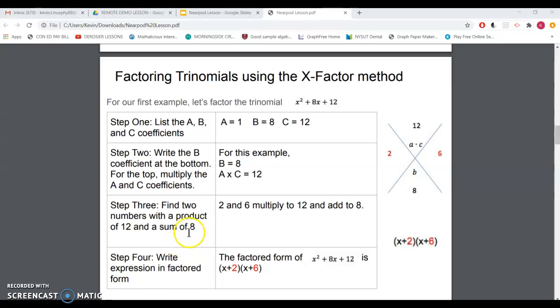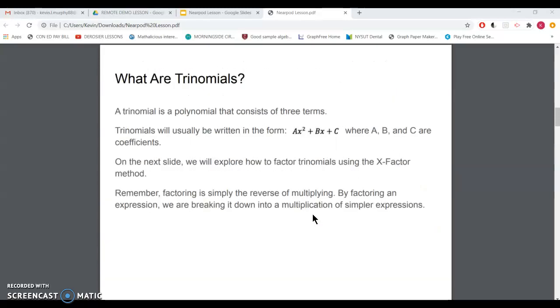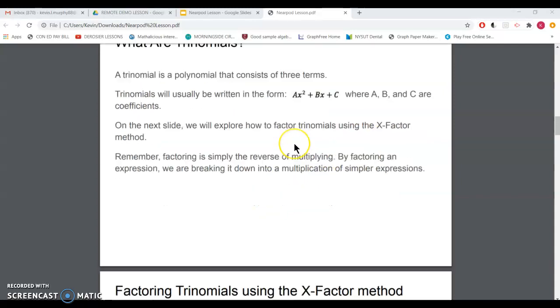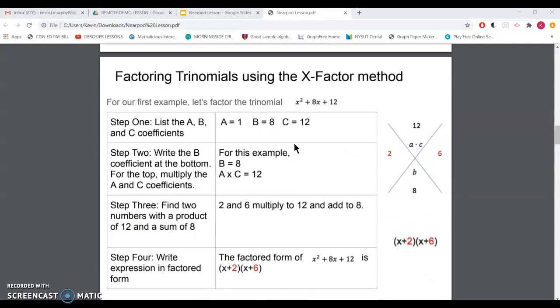It's Mr. Murphy here to go over how to use the X-factor method to factor trinomials. If you recall from the previous slide, a trinomial is a polynomial that has three terms, and it'll usually be written in this form: ax squared plus bx plus c, where a, b, and c are coefficients. So we're going to be using this information to factor a trinomial.